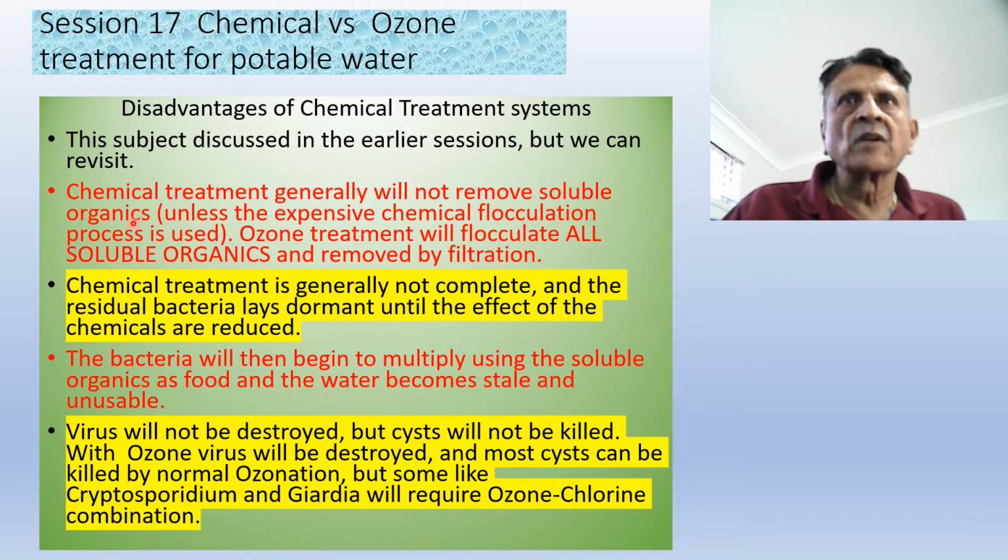With ozone treatment, however, the treatment with ozone itself will flocculate all soluble organics, either causing it as precipitation and removed by filtration, or will react with very small organic compounds to form carbon dioxide and water. In chemical treatment, the removal is generally not complete.